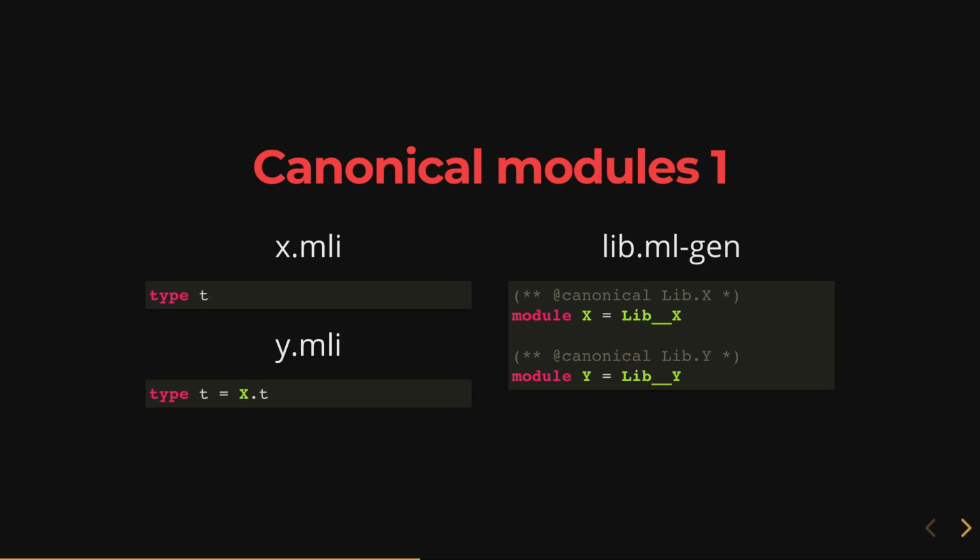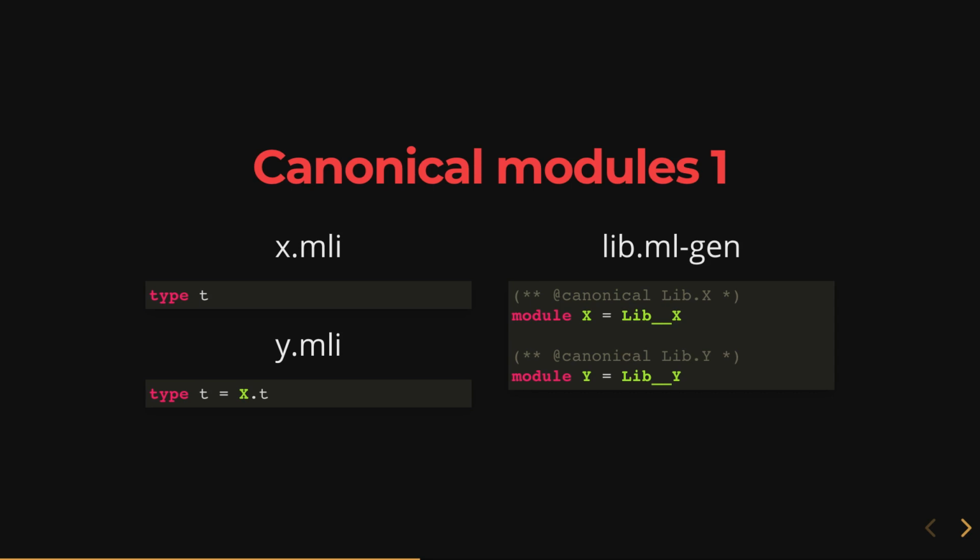We make a note that the paths to lib__x and lib__y are forward paths. That is, we haven't yet compiled the Odoc files corresponding to these modules. And we write out lib.odoc. We then compile lib__x and y.